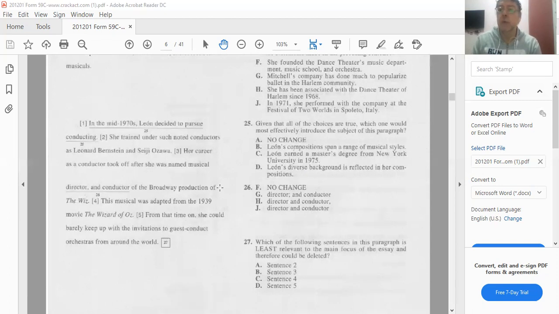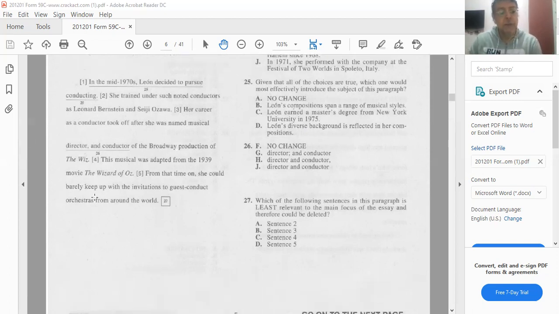So he's just talking about the Wiz, where it comes from. So it doesn't really affect the argument or what is being said here in the paragraph. Let's just have a look at sentence 5. It says, from that time on, she could barely keep up with the invitations to guest conduct. Yeah, also this is closely related to what is being discussed in that paragraph. So C is the best choice. If we would delete any sentence, it would be sentence 4. It is not closely related to the core ideas in that paragraph. So C is the best answer.